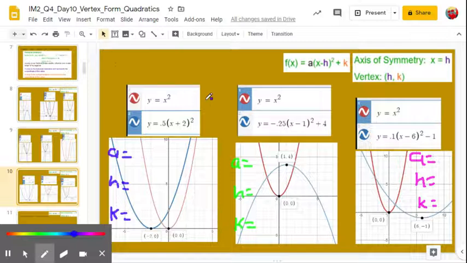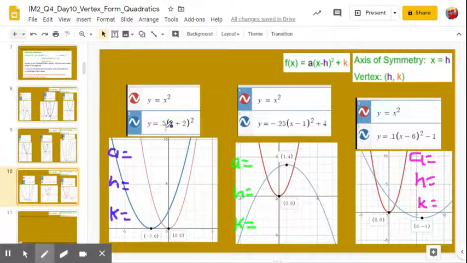All right, let's look at 3 more graphs. This time, let's look at ones that are compressed. So this first one here is y equals 0.5 times (x plus 2) squared. All right, so a in this case is 0.5, or we can call that 1/2. h is negative 2. I don't see a number over here, so k is 0. So (h, k) is (negative 2, 0). There it is. It just was translated left 2 units.